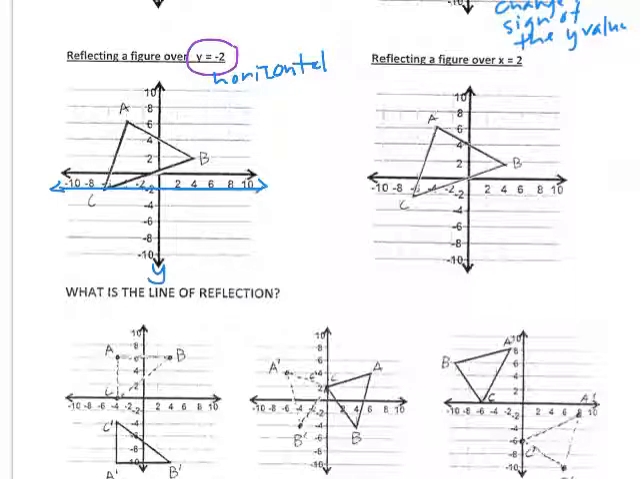And we're going to do the same exact thing, count the number of units to that line of reflection, and plot another point 2 units away from the line of reflection because B was 2 units away. So here's my B prime. So I'm going to do the same thing with all my points and get my new image.